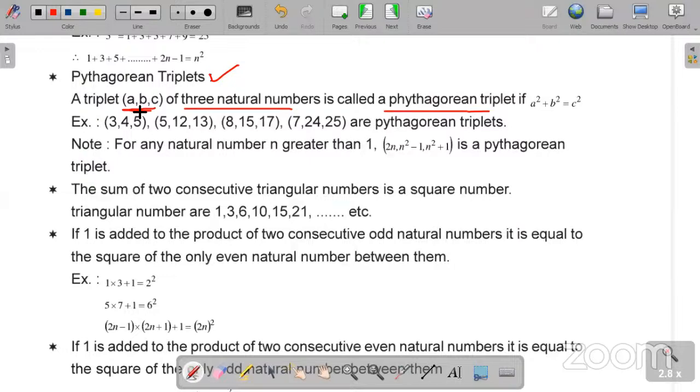The triplet A, B, C of three natural numbers is called a Pythagorean triplet if A square plus B square is equal to C square. For example, 3, 4, 5; 5, 12, 13; 8, 15, 17; 7, 24, 25 are examples of Pythagorean triplets. There are many Pythagorean triplets we can find.